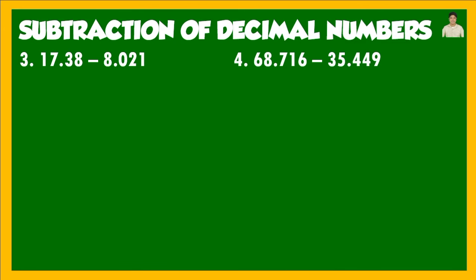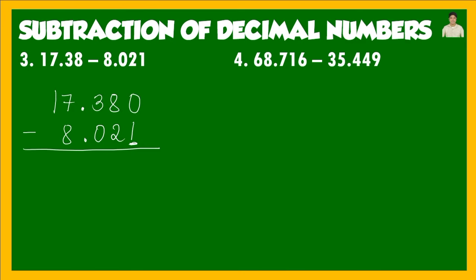17 and 38 hundredths minus 8 and 21 thousandths. So, ayan, 17 and 38 hundredths minus 8 and 21 thousandths. So, kung sa addition, kung wala tayong number dito, dun sa katapat ng 1, ito, mag-a-add po tayo ng placeholder na 0. Required po yun. Hindi natin pwedeng sabihin na bring down 1 po. Magkaiba po ang addition and subtraction.